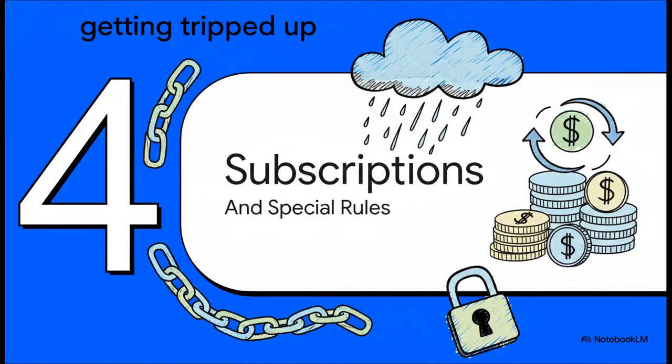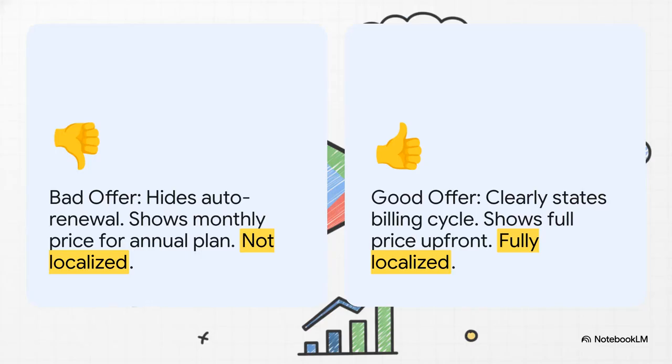All right, let's dive into our last section, which covers subscriptions and a few other special policies. This is where long-term user trust is really won or lost. And honestly, it's an area where a lot of well-meaning developers can get tripped up. This slide really nails the difference. The bad offer on the left is deceptive, right? It advertises a low monthly price, but it's really for a yearly plan, and it tries to hide the auto-renewal terms. The good offer on the right is totally transparent.